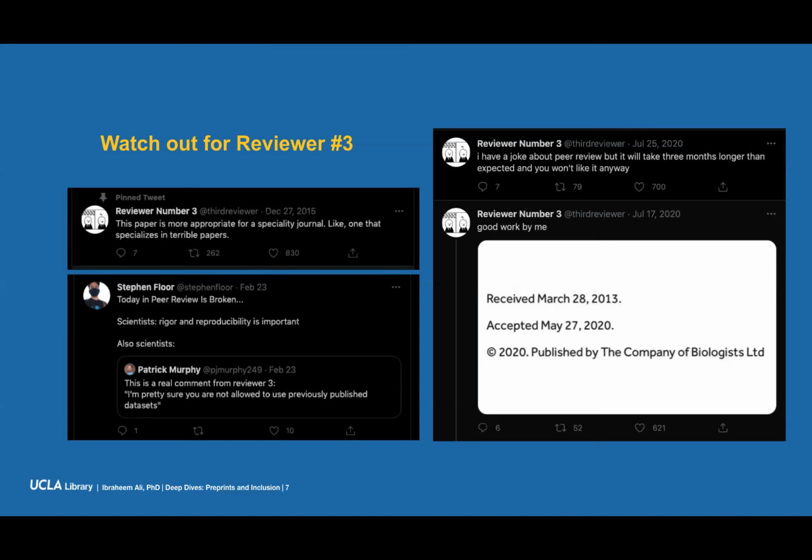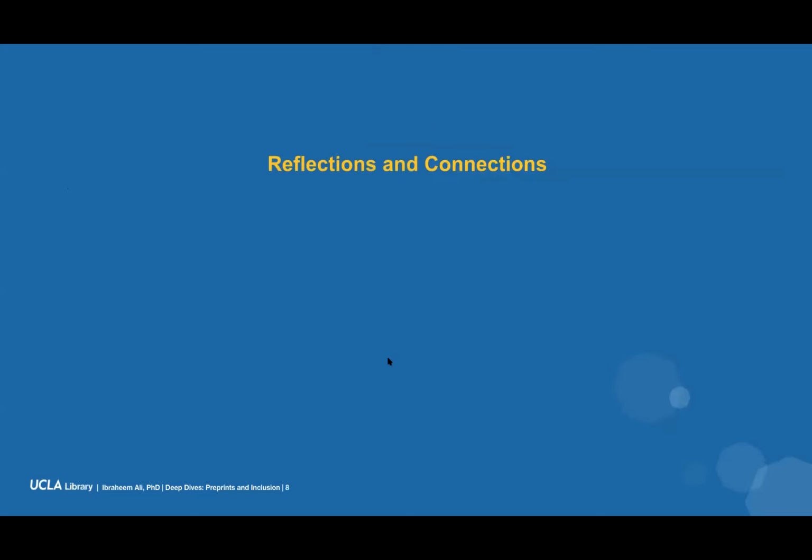My colleague Stephen Floor highlights this kind of cognitive dissonance that exists in some academic discourse here, saying some scientists talk about the importance of rigor and reproducibility, and then other scientists talk about how you can't use previously published data sets, making it kind of question entirely why are we talking so much about reusability and reproducibility if we're not actually reusing the things that we created in the first place? And then there are some other jokes here that I don't need to necessarily go into, but I think the point is gotten across.